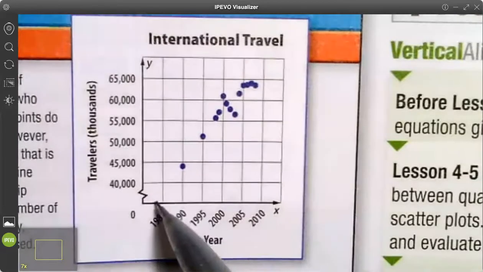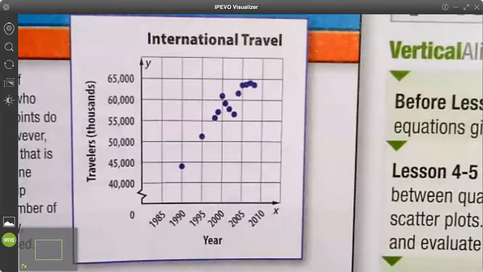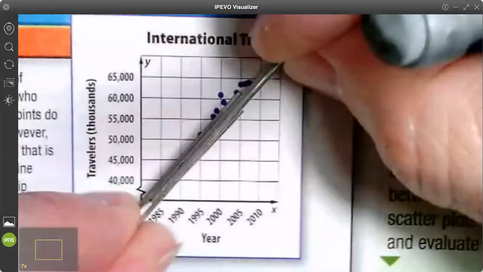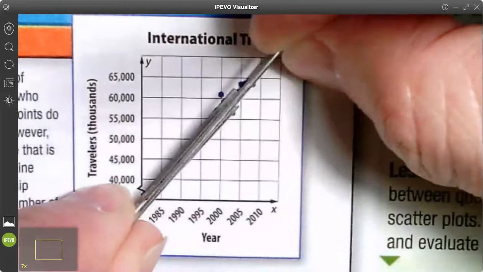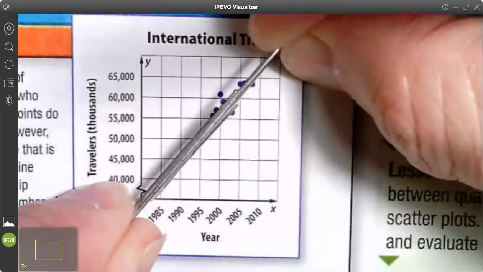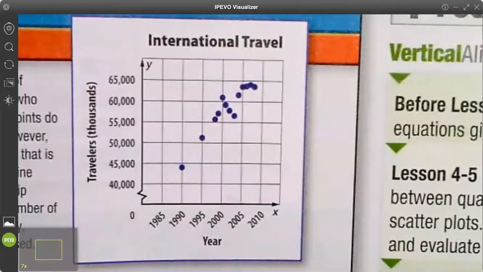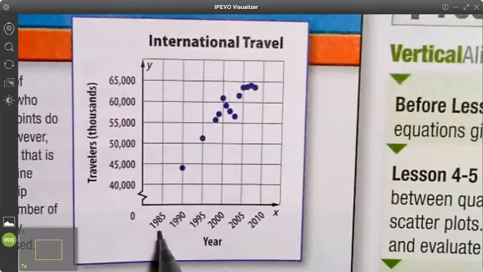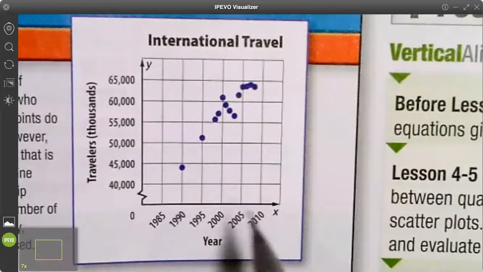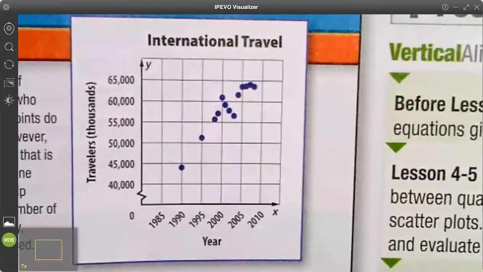In general, if I drew a line of best fit right through those points, it would look like this, which is a positive correlation. This line would basically be going up left to right. So let's look at the difference. So this has a positive correlation, and my answer is as years increase, the amount of travelers increase. And that makes sense. There's more people, more airplanes, more reasons to go somewhere. So as years increase, travelers increase. That is a positive correlation.